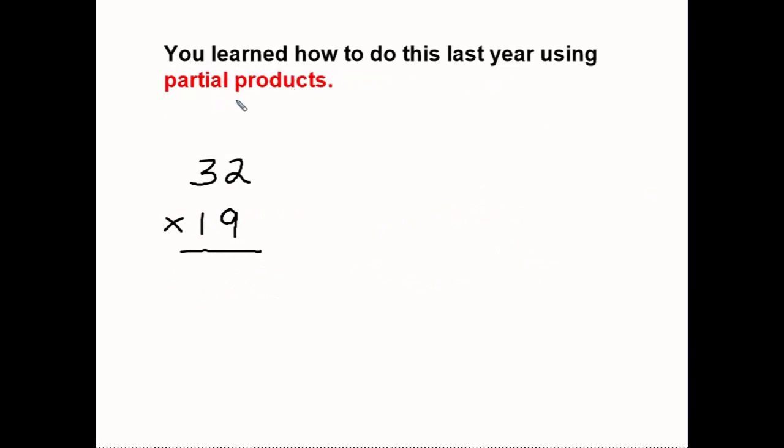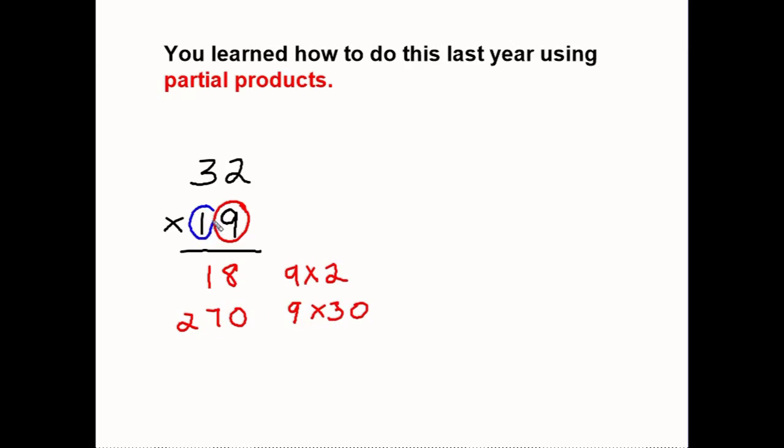You learned how to do some of this last year using partial products, like this example right here, 32 times 19. So in partial products, we take one of the factors down here, and we multiply 9 times 2. 9 times 2 gives us 18, and we record that here. Then we're going to take 9 and multiply it by 3, but this is 3 tens, so it's really 30. And 9 times 30 will give us 270, which, 9 times 3 is 27, and then we add the 0. You learned some of this last year, too.